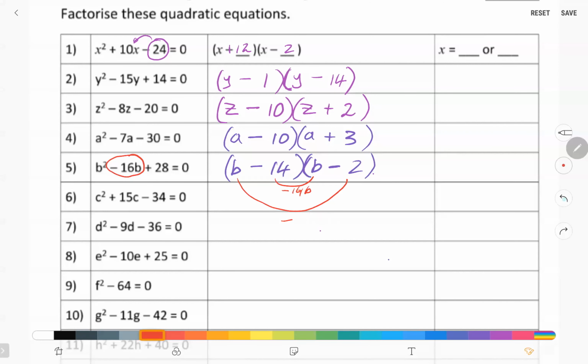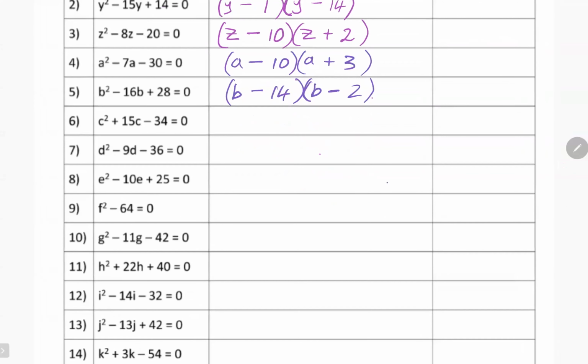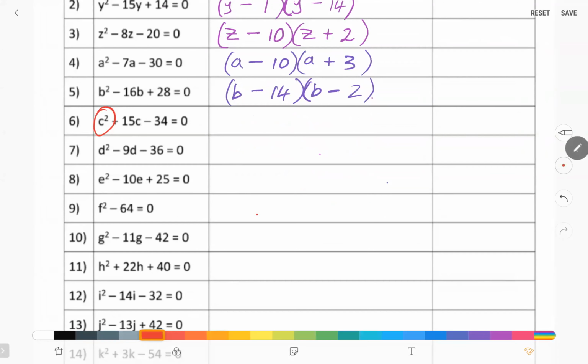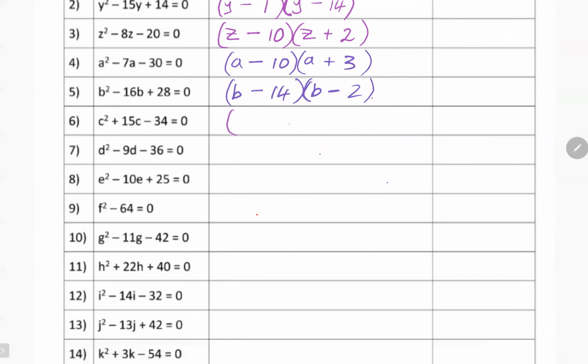Let's continue with the next one. So the next one, the first term is c squared. So I know that I can just go and factorize it straight, quick and fast. All right, so ready again. Bracket, bracket. So it's c and c.